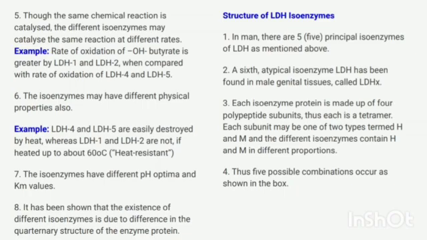In man, there are 5 principal isoenzymes of LDH as mentioned above. A sixth atypical isoenzyme of LDH has been found in male genital tissues, which is called LDHX. Each isoenzyme protein is made up of 4 polypeptide subunits, thus each is a tetramer. Each subunit may be one of two types termed H and M, and the different isoenzymes contain H and M in different proportions. Thus, 5 possible combinations occur as shown in the following diagram.